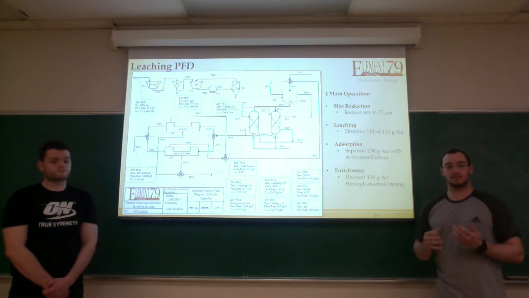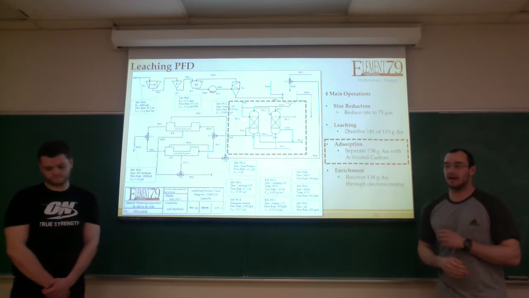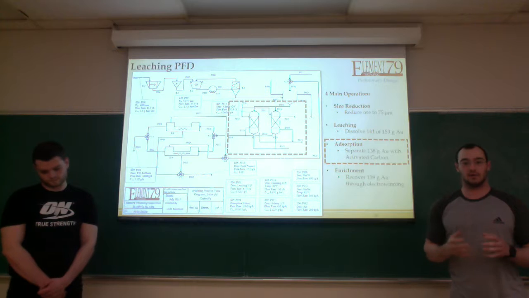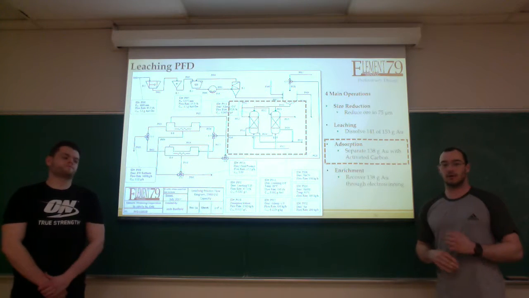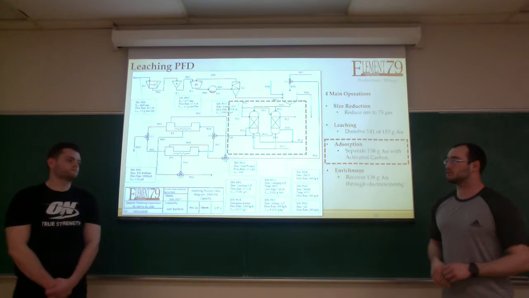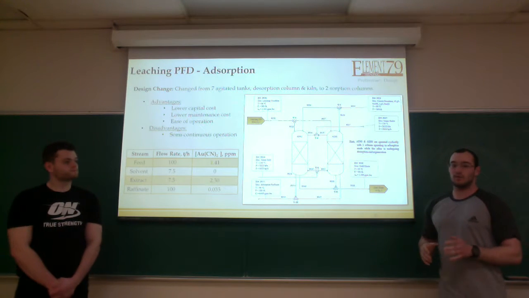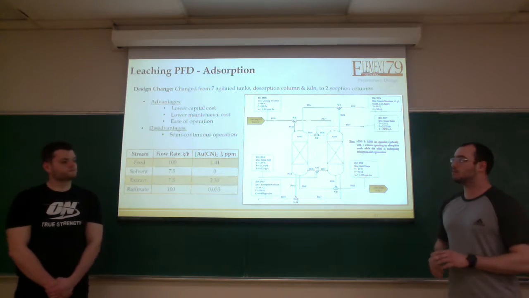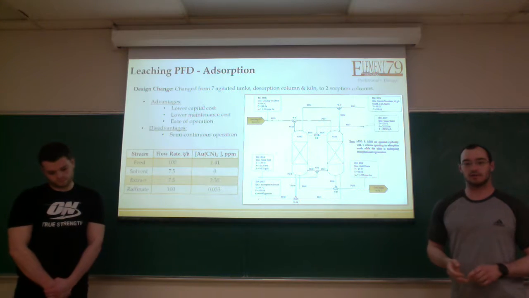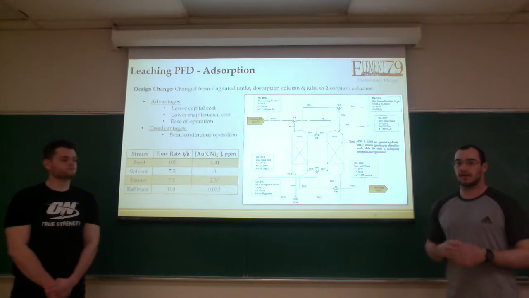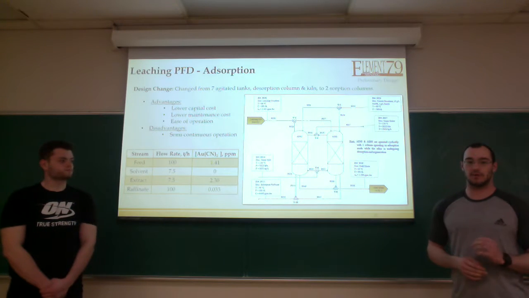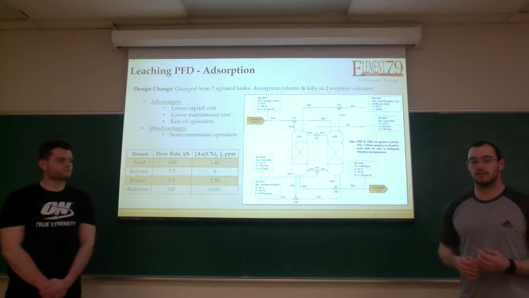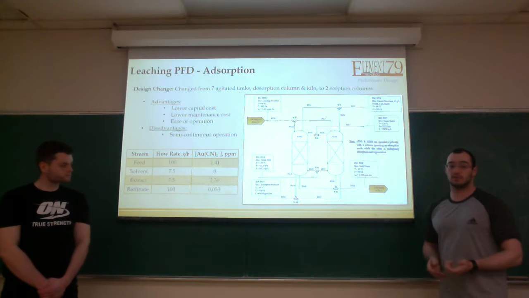Once this solution is leached out, we then have to adsorb the gold solutions into 2 sorption columns so that we can recover and concentrate the gold solution. Right now, we have 2 sorption columns, which have a lower capital cost and a lower operating cost, but have the downfall of being semi-continuous. What this does is remove about 145 ppm of gold after the desorption process.